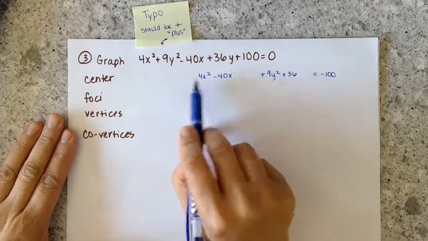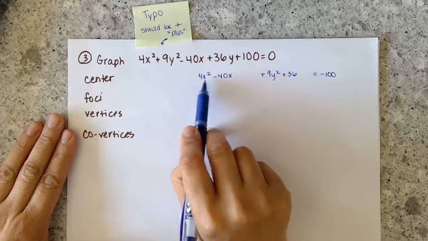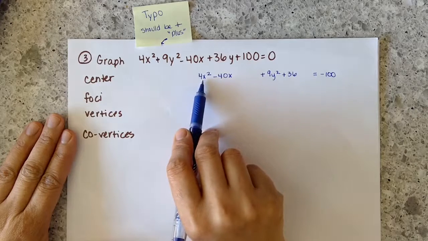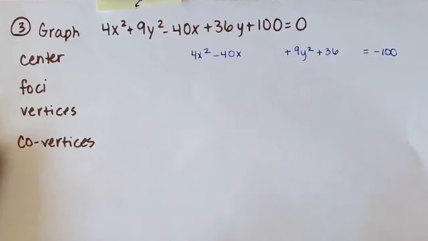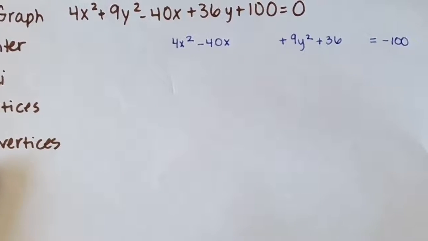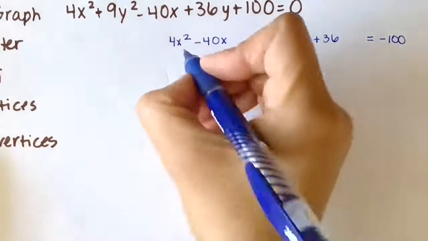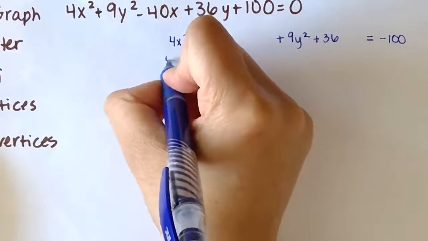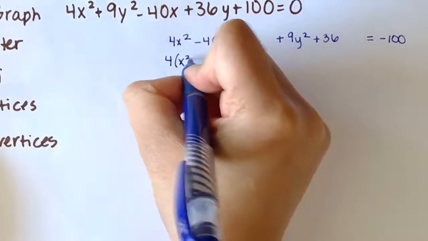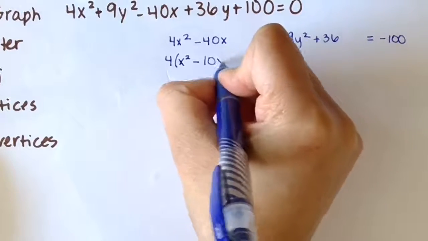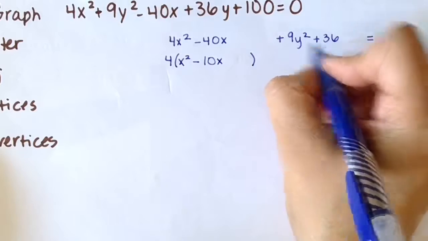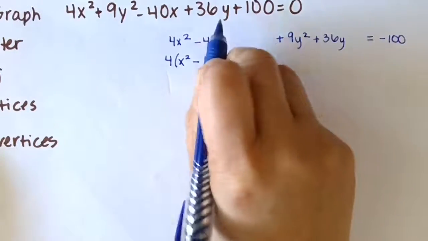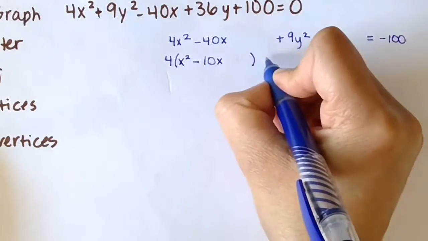Now I'm going to factor out a 4. You cannot complete the square if this is not a 1 coefficient. So in order to complete the square, you're going to make that a 1 coefficient. So factor out a 4, and then you're going to factor out a 9. So 4. Leave the space here because we're going to complete the square. Factor out a, what goes into both of those? Oh, and there is a y right there. Factor out a 9.